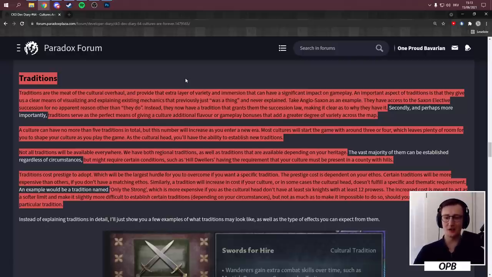They have access to the Saxon elective succession for no apparent reason other than they do, similar to the Celts having Tanistry and similar to the Norse having Scandinavian elective. Instead, now they have a tradition that grants them the succession law, making it clear as to why they have it. Secondly, and perhaps more importantly, traditions serve as the perfect means of giving culture additional flavor or gameplay bonuses that add a great degree of variety across the map.